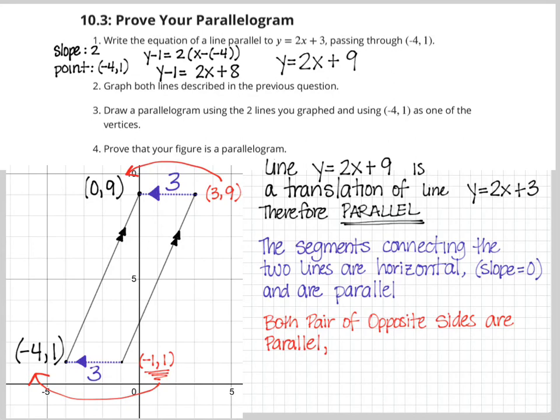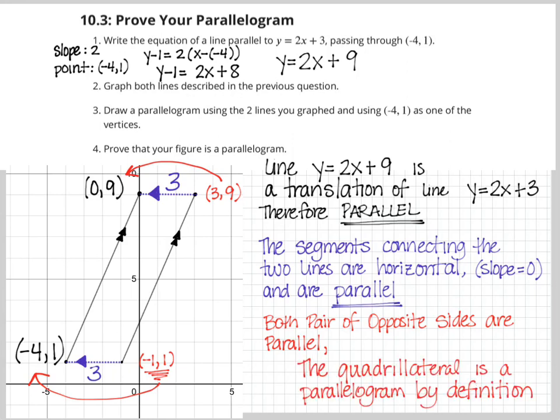And since both pairs of opposite sides are parallel, these two are parallel, and these two are parallel, then the quadrilateral is a parallelogram by definition. And we are done with the proof that this created a parallelogram.